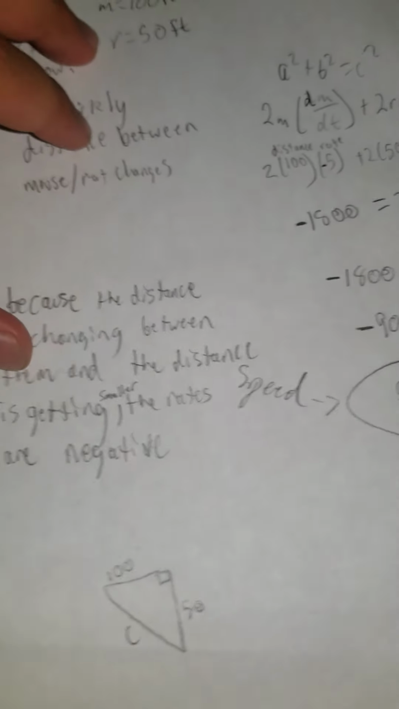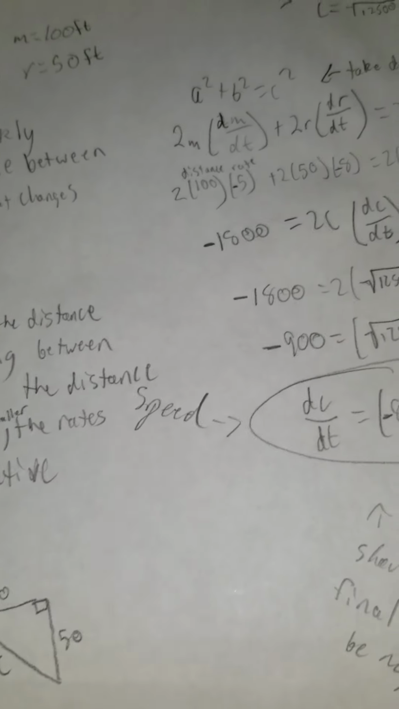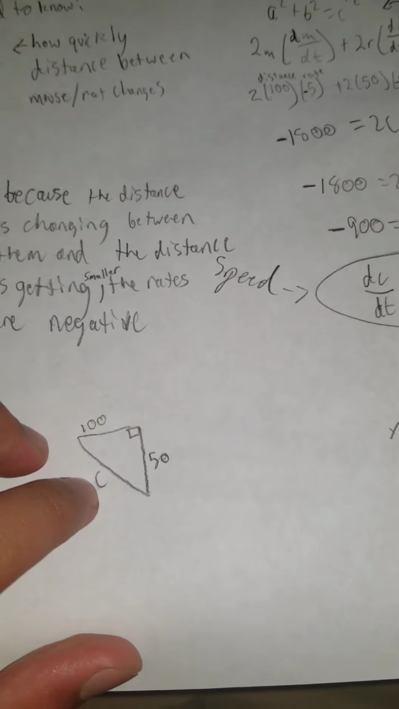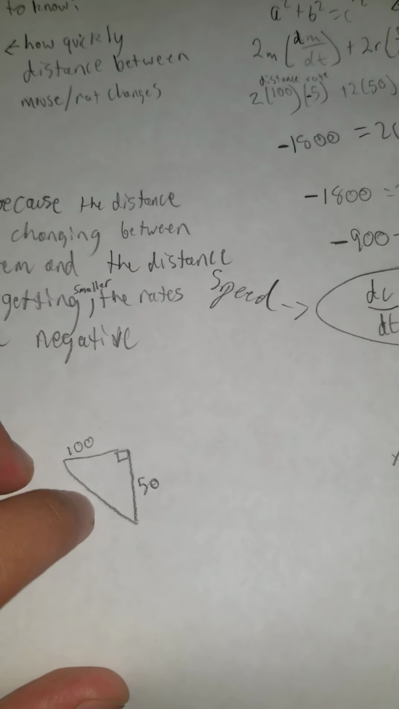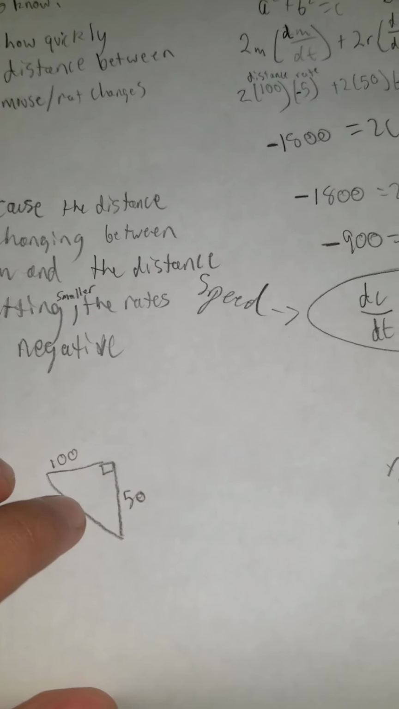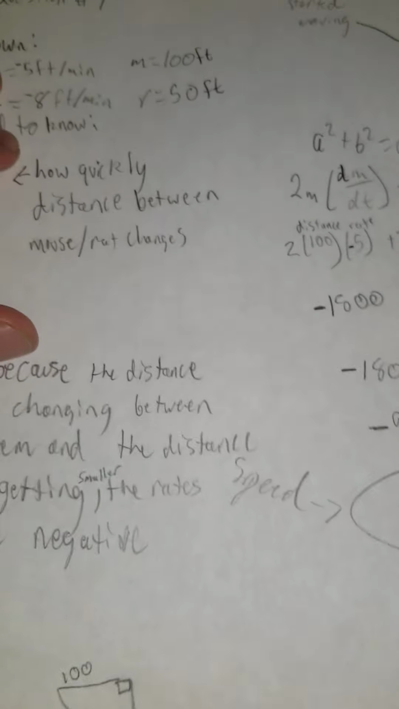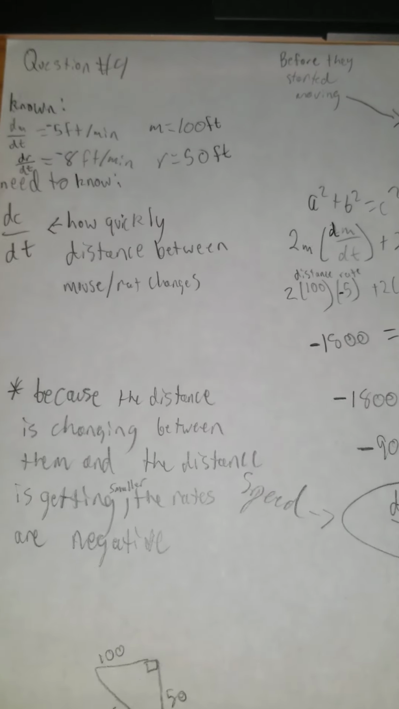Now, because the prompt asks how quickly the distance between them is changing and they're coming together, the distance between them is going to be dropping. So the C starts larger, and as time progresses, it gets smaller. Because it's getting smaller, the rate at which the distance changes is going to be negative. That's why this -5 and -8 are going to be negative.